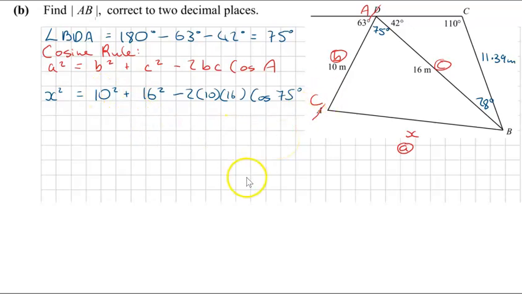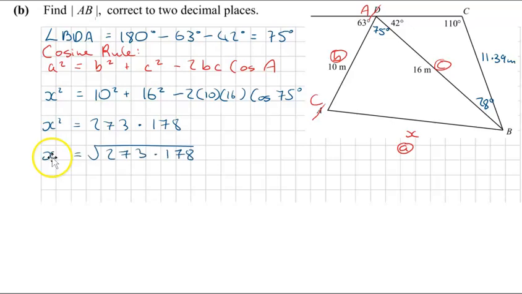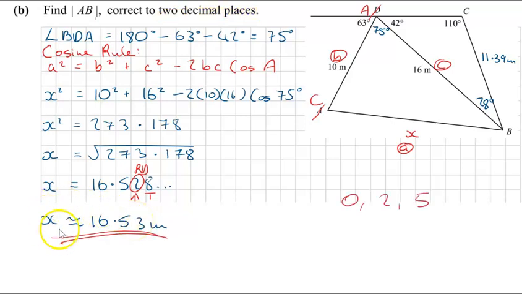So you can just stick that into the calculator. And you get 273.178. So we weren't looking for x squared, we're looking for x. So we get the square root of 273.178. And that gives us 16.528. And we want to round to 2 decimal places. So the 2 is the rounding digit, the 8 is the telling digit, the 8 tells the 2 to round up. So we get approximately equal to 16.53 meters, and that's for 5 marks.